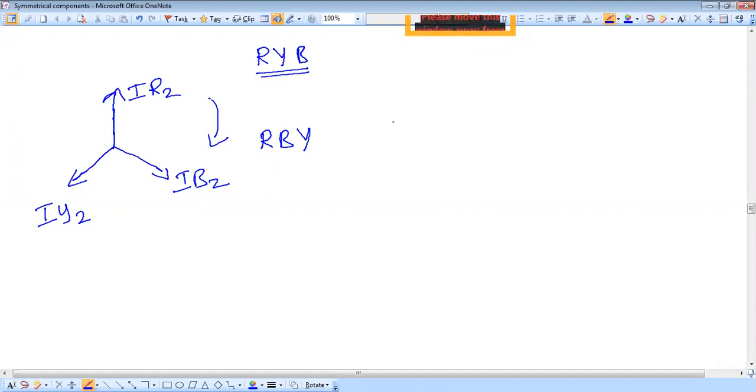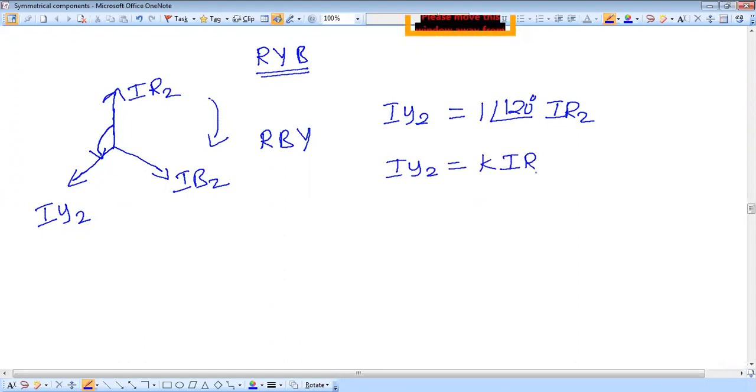Similarly, I want to write IY2 vector in terms of IR2. IY2 in the anti-clockwise direction with respect to IR2 is how much? It is 120 degrees. You can write IY2 equal to 1 at an angle of 120 times IR2. Now 1 at an angle of 120 we can write as K. Therefore IY2 in terms of IR2 is K times IR2. This is one relation we got.